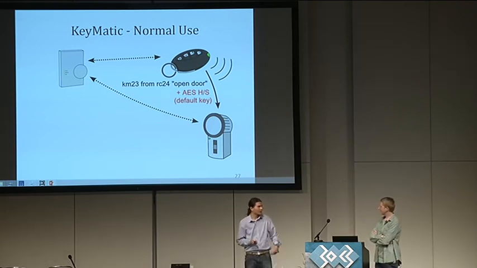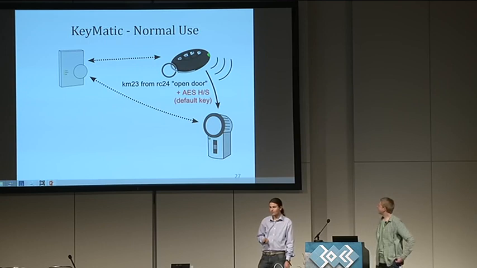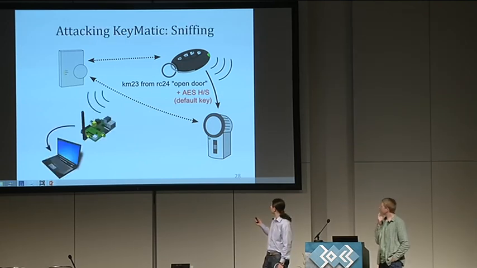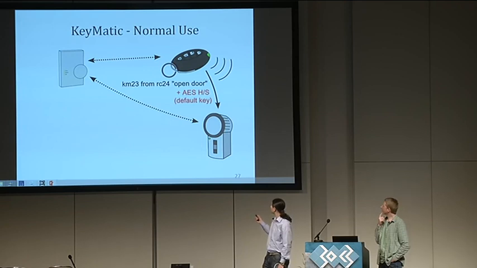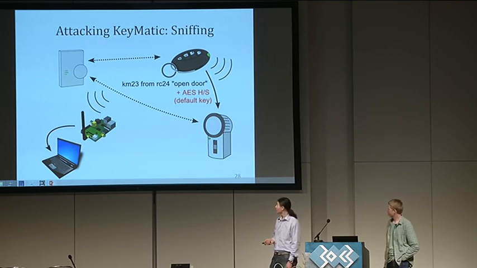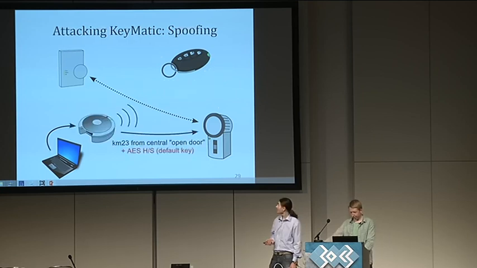We might do some war driving to see how many people changed the AES key. So again, we need two pieces of information. First, the address of the keymatic device, and second, the address of the victim's central. So we have to sniff both, and as soon as we have these two, we can send the command open door together with the AES handshake with the default key.